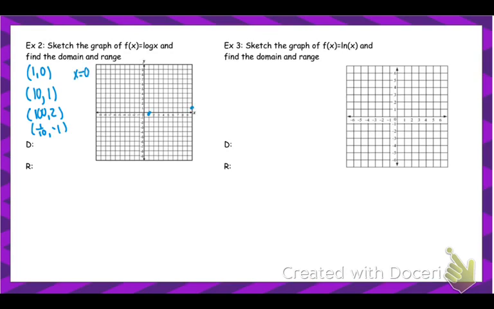It still has a vertical asymptote at x equals 0. And this is your graph. Domain is from 0 to infinity. Range is from negative infinity to infinity.